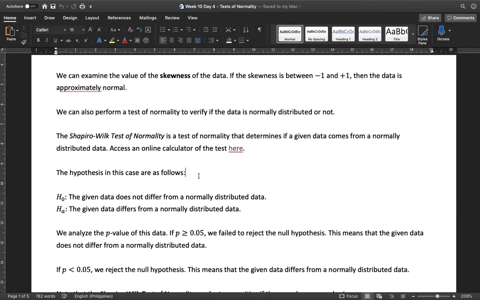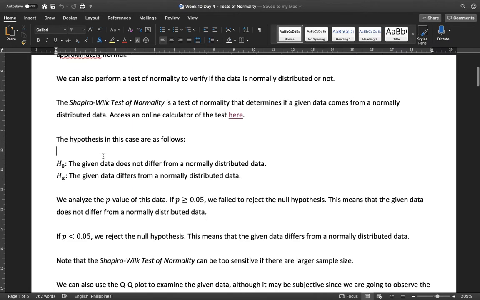Now, in testing the hypothesis, meron tayong mga given na null and alternative hypothesis. Ang null hypothesis natin, the data does not differ from a normally distributed data. So hindi siya nalalayo kay normally distributed. So, ibig sabihin nun, yung data mo, normally distributed. Alternative hypothesis, the given data differs from a normally distributed data. So, ibig sabihin kay alternative hypothesis, hindi normally distributed ang data mo kasi nalalayo siya kay normally distributed.